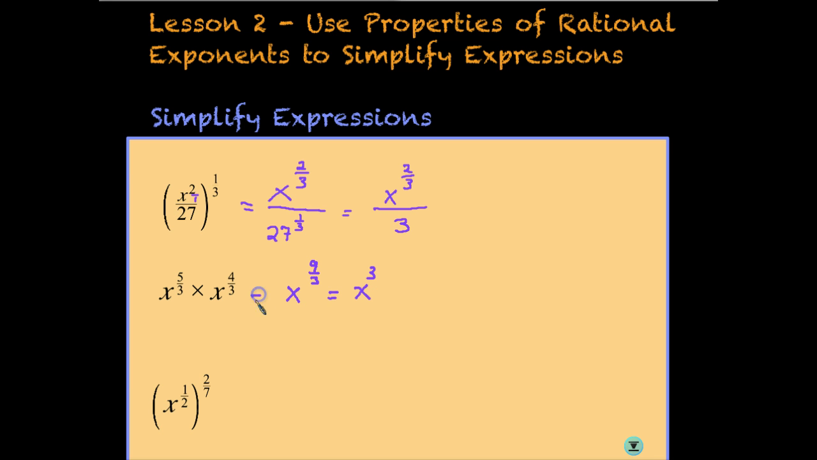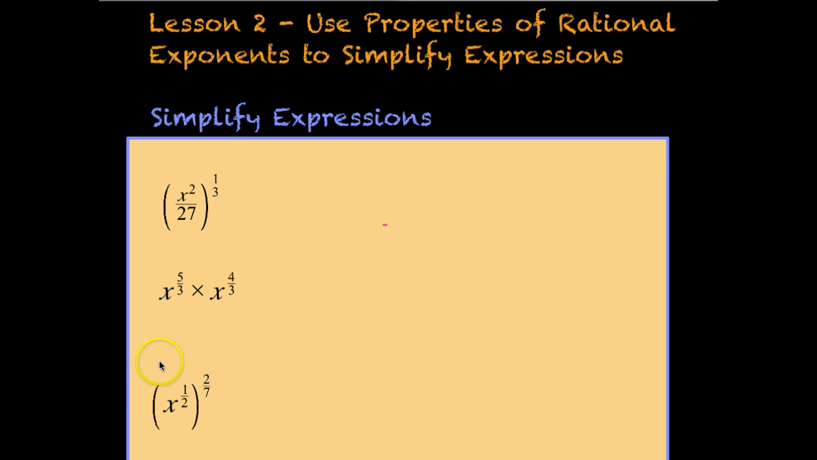In this example, the last one, we again have a power to a power rule. So all we have to do is multiply our exponents. 1 times 2 is 2, and 2 times 7 is 14, but always look to see if we can reduce our fractions. 2 goes into 14 7 times, and 2 goes into itself once. So that reduces to 1/7.